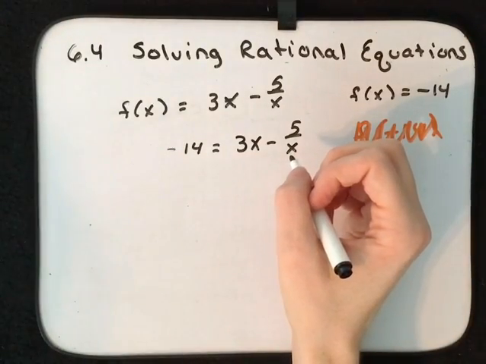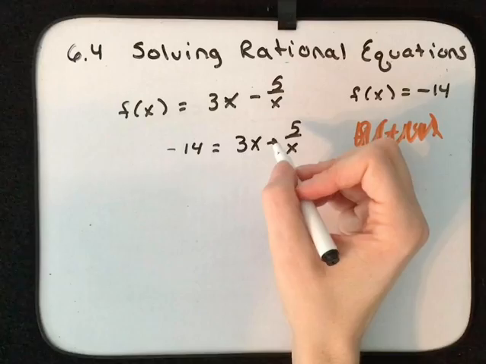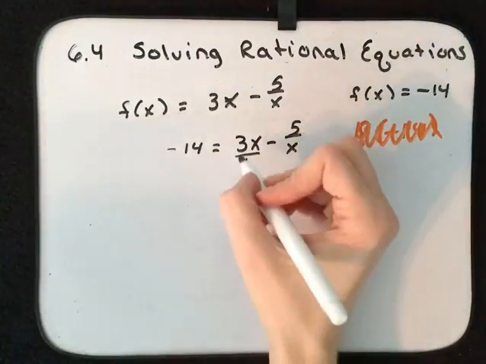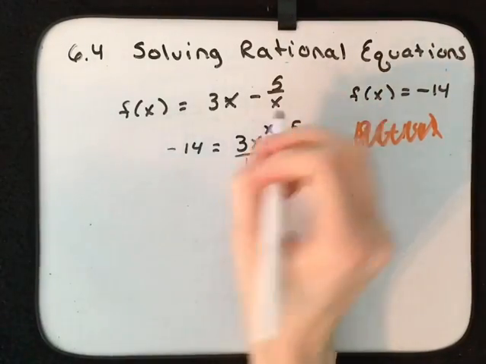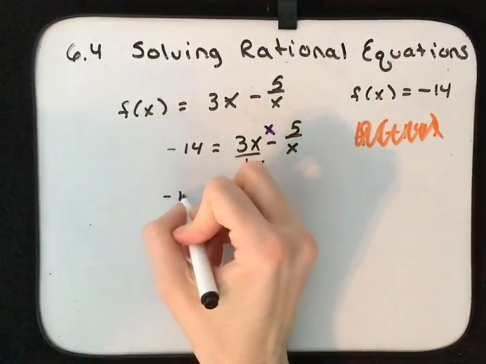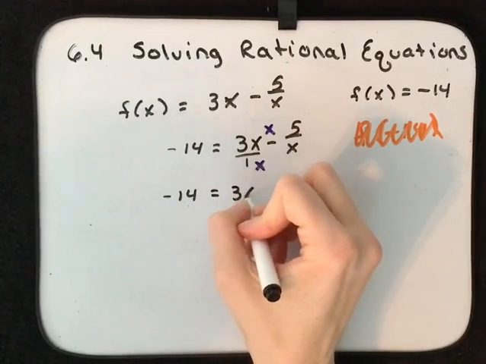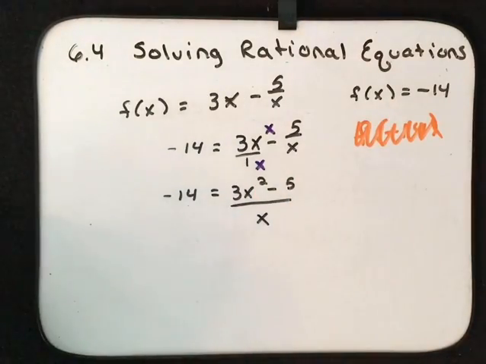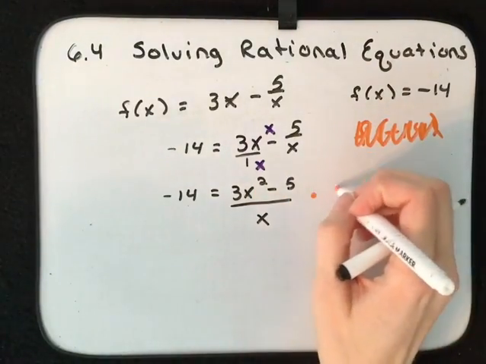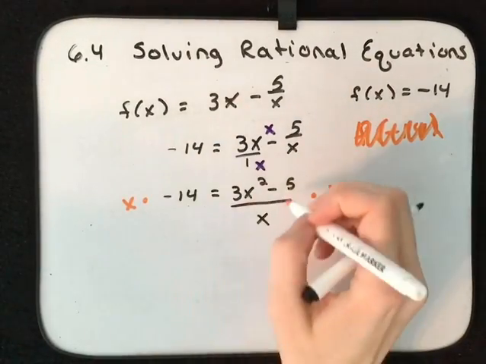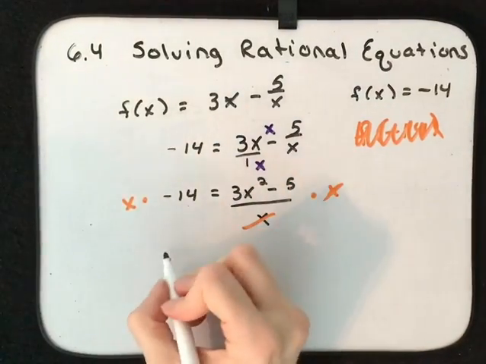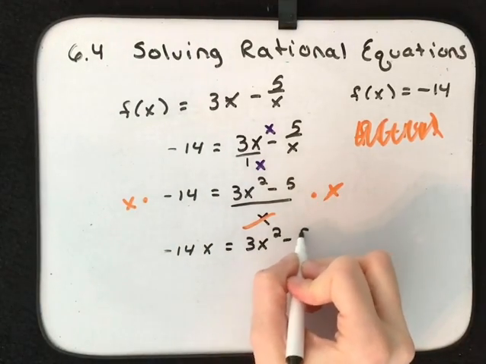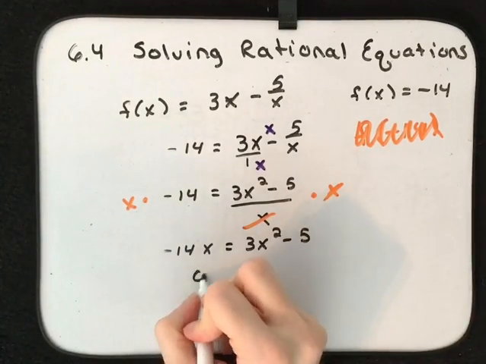Well, the first thing that we're going to need to do over here is clean this up some. So right now this is over 1. So if I wanted a common denominator, I can multiply by x and by x. So that will give us negative 14 equals 3x squared minus 5 all over x. Multiplying by x on this side, multiplying by x on this side, these will cancel, and we have negative 14x equals 3x squared minus 5. Let's move the 14x over so we can have 0.